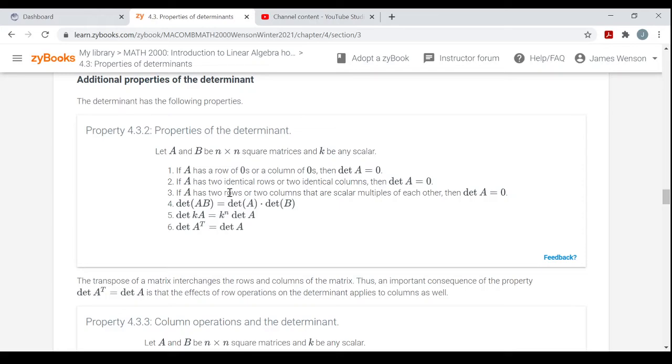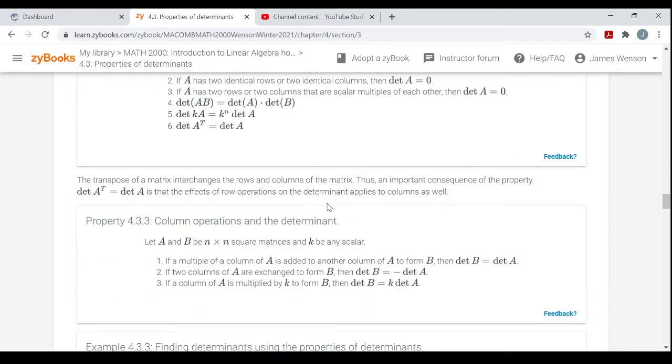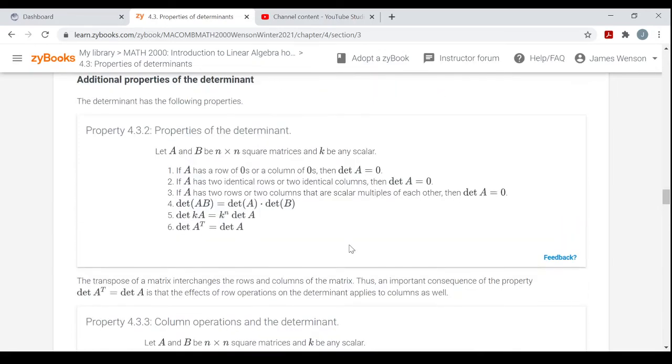If A has 2 rows or 2 columns that are scalar multiples of each other, right, then the determinant of A is 0. Again, that's kind of similar to number 2. If you can take a multiple of one row, add it to another row, and get a row of zeros, or a column of zeros, you can do the same thing with columns, right? You'll see down here, you do the same thing with columns that you do with rows. Then the determinant will be 0.